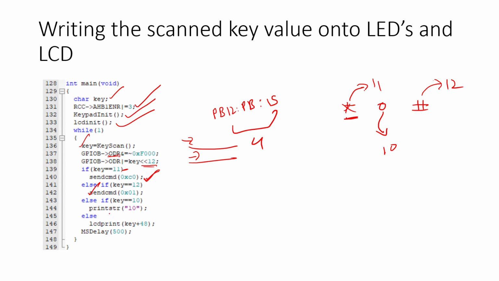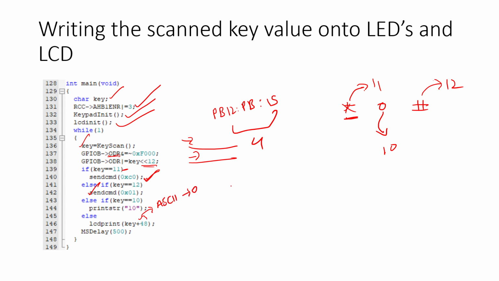So what we do is we use the print str function to send 10. Otherwise we will use ASCII values, that is, we will be using the LCD print function, and we'll be performing key plus 48, because 48 corresponds to the ASCII value of 0.